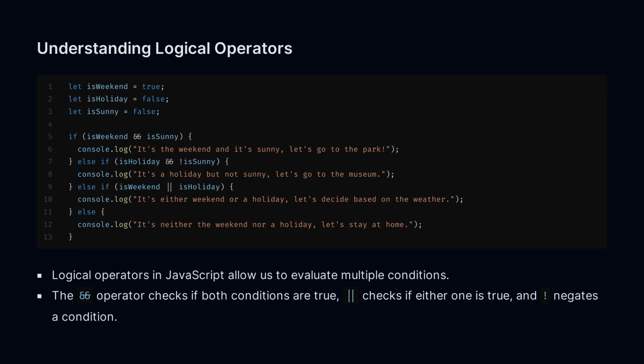Refer to the JavaScript code on the slide. We're checking multiple scenarios, including whether it's a sunny weekend, a non-sunny holiday, a weekend or a holiday, or neither. Each scenario corresponds to a different course of action. This example illustrates how logical operators help us craft rich and complex conditional logic, giving us even more control over how our code behaves.